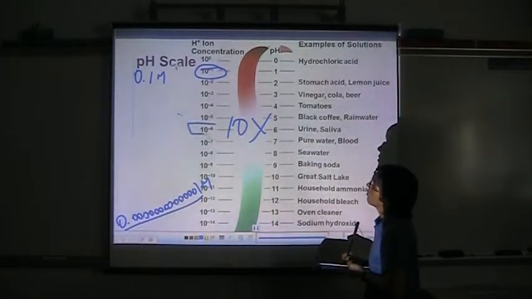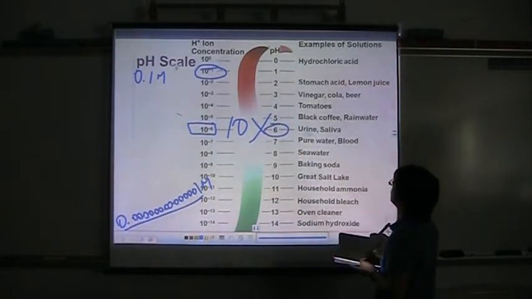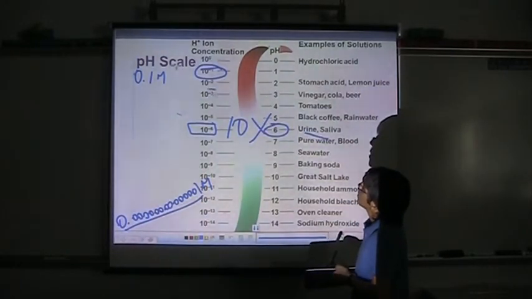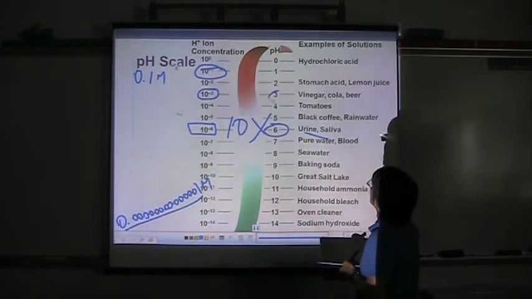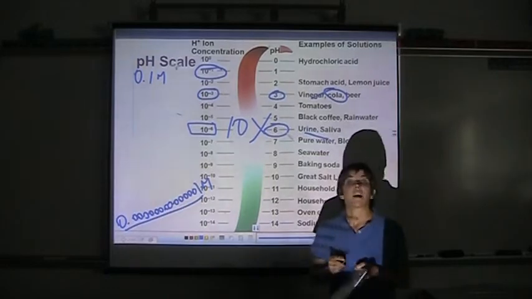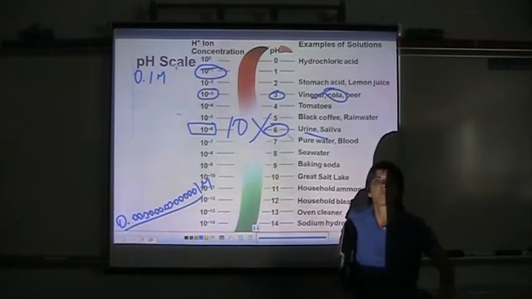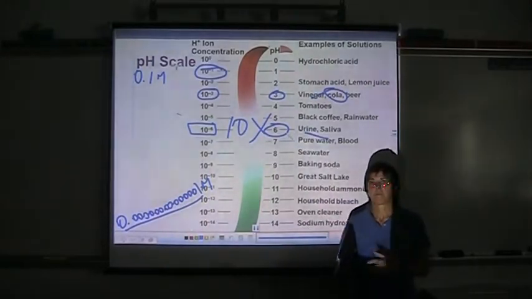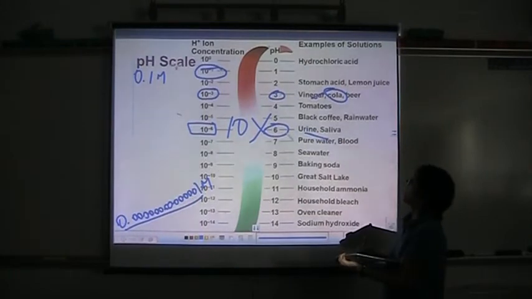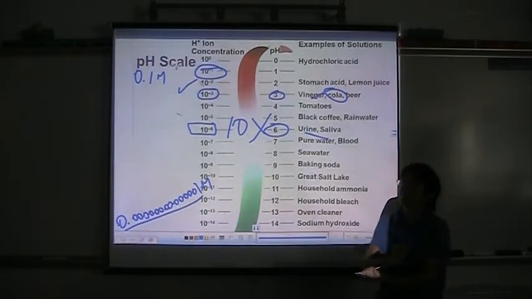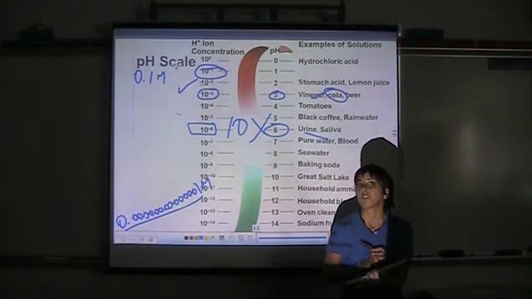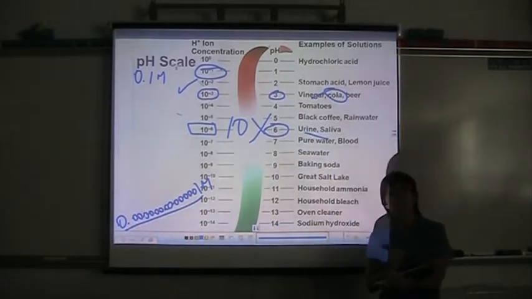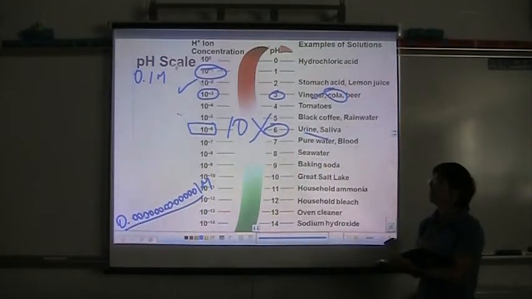If I give you a solution of pH 6, like your urine or your saliva, and then I give you a solution with pH 3, like Coca-Cola. My question is, first, which one has more hydrogen ions? Which one has more hydrogen ions? That one has more hydrogen ions.